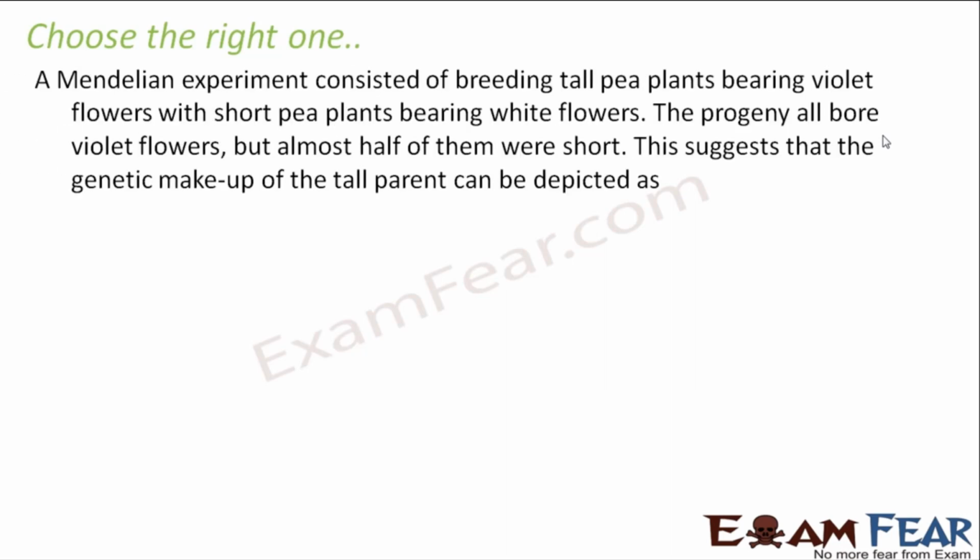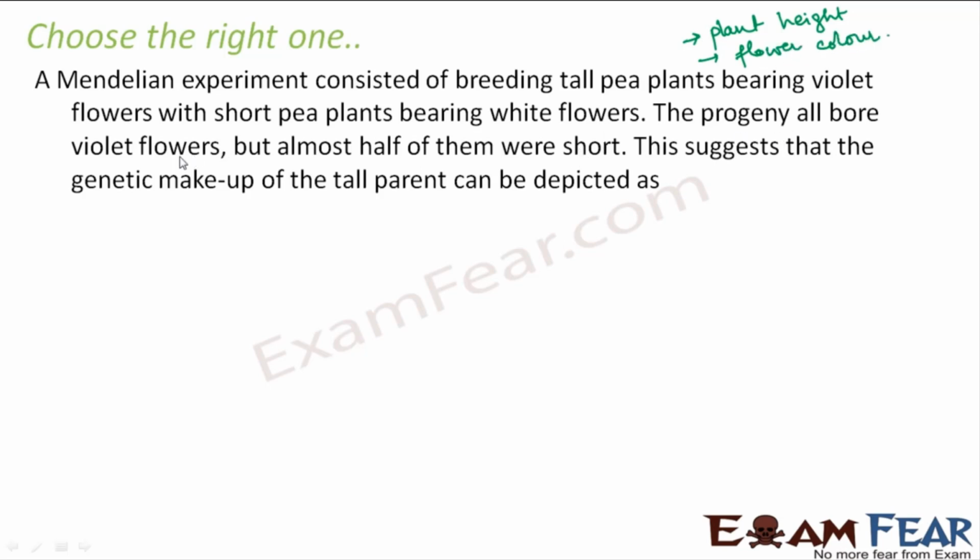Now, before we go ahead with the next topic on evolution, let us look at some questions, just to ensure that you have understood the concepts well. The first one: a Mendelian experiment consisted of breeding tall pea plants bearing violet flowers with short pea plants bearing white flowers. Here you have two contrasting characters: the height of the plant and the color of the flower, right? So what are the two contrasting characters here? Plant height and flower color, right?